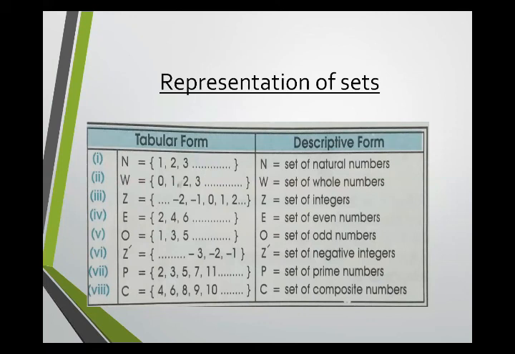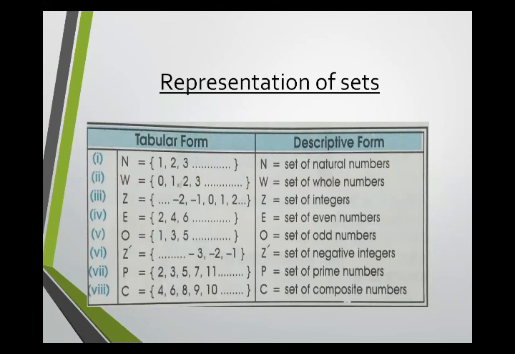The second last one is P. Prime numbers are represented by P. As you know, prime numbers are those numbers which have 2 divisors. Those are the numbers 2, 3, 5, 7, 11, and so on. These are the prime numbers, and this is the set of prime numbers in tabular form. How do we write this set in descriptive form? Simply we write P is equal to set of prime numbers.